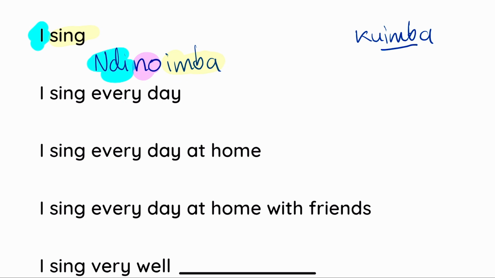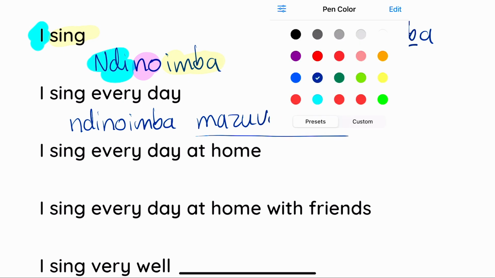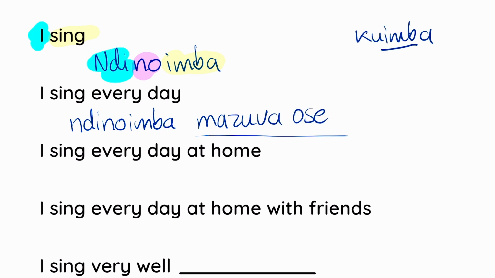I sing every day. Ndinoimba mazuva ose. So here the first part remains the same. Ndinoimba, I sing. Then we added mazuva ose. Mazuva is days, ose is all. So days all meaning every day. Let's mark those out. And this is basically describing when I sing. So I sing every day. I sing mazuva ose. How about the next one?